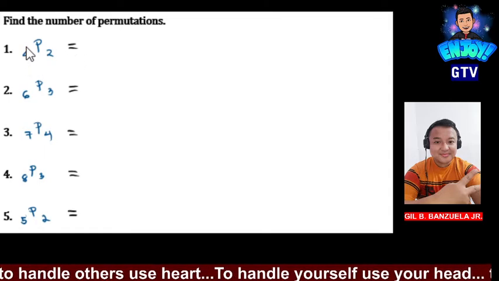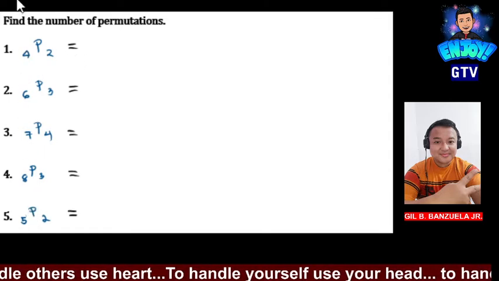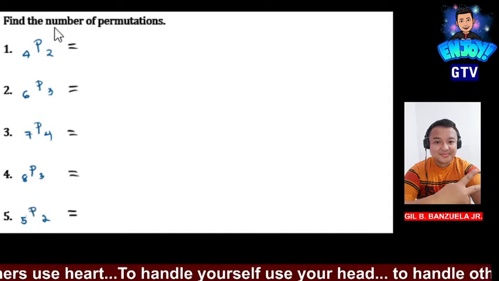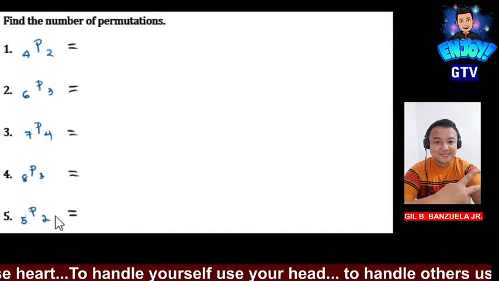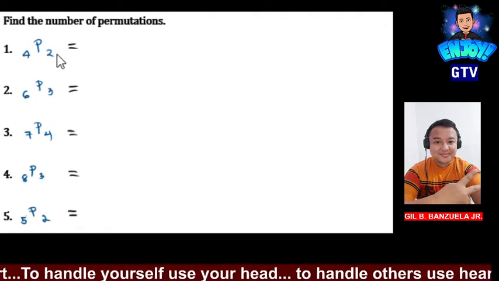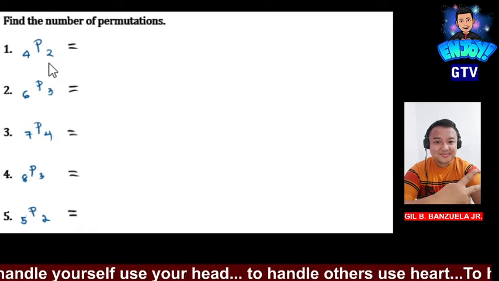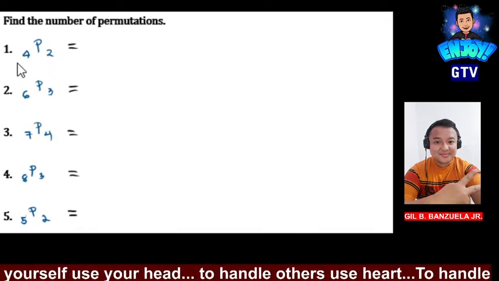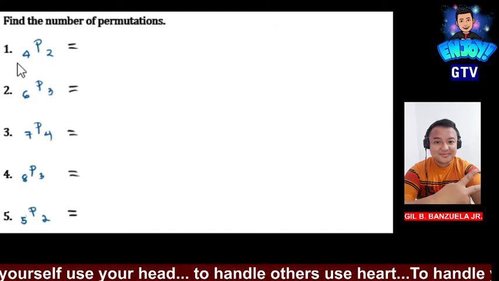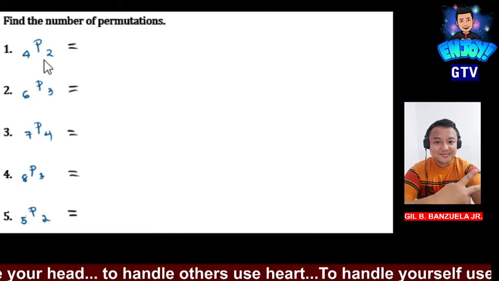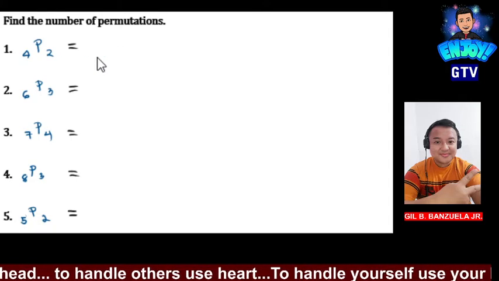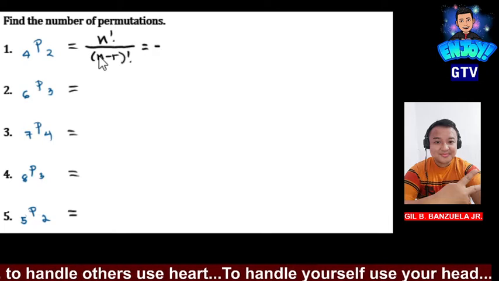Take note that what is written on the left side are your n, and what is written on the right side are your r. And please take note as well that r cannot be greater than n. It might be equal, but it can't be greater than n. Then let's write the formula.